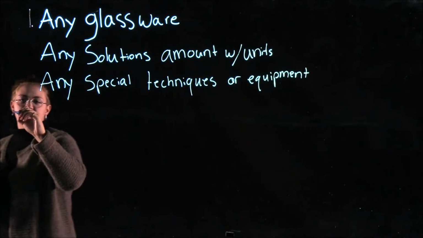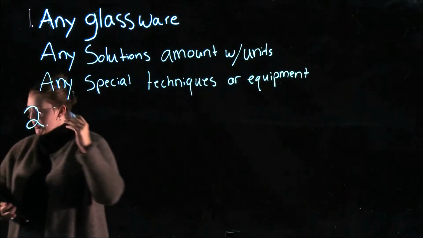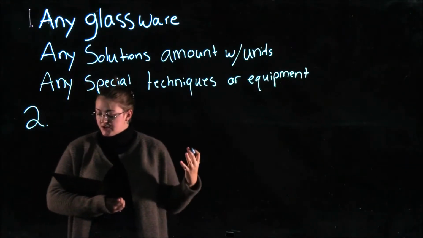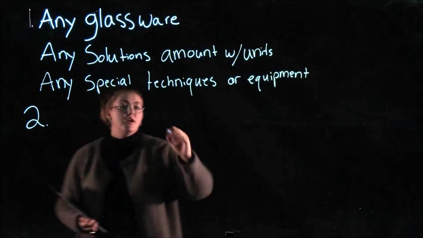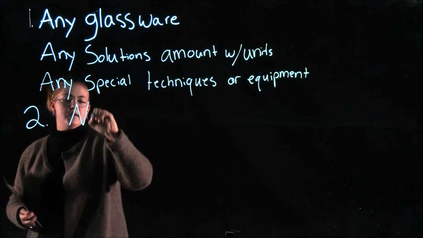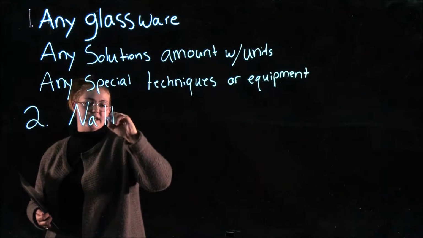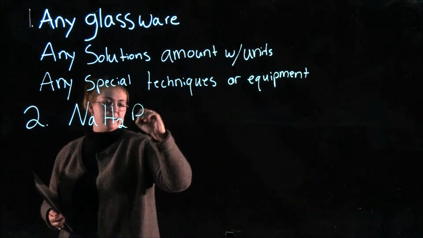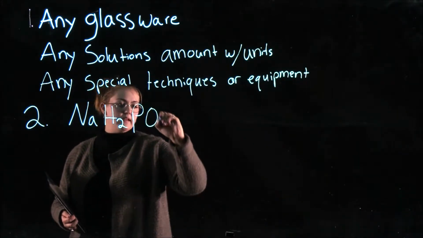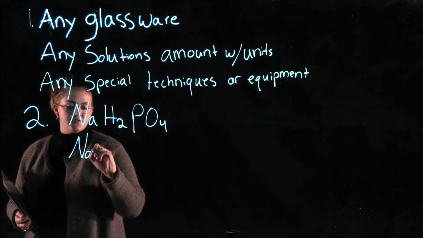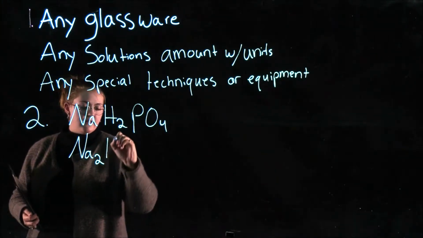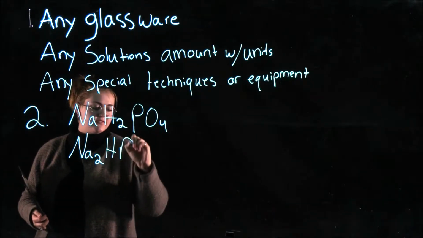So now for question 2, you're asked to consider 2 of the buffer solutions you will make in this lab. One of them has more sodium dihydrogen phosphate, and the other one has more sodium hydrogen phosphate.